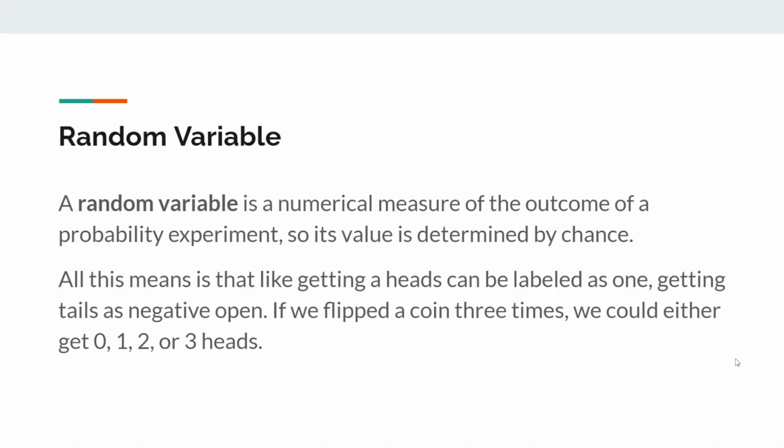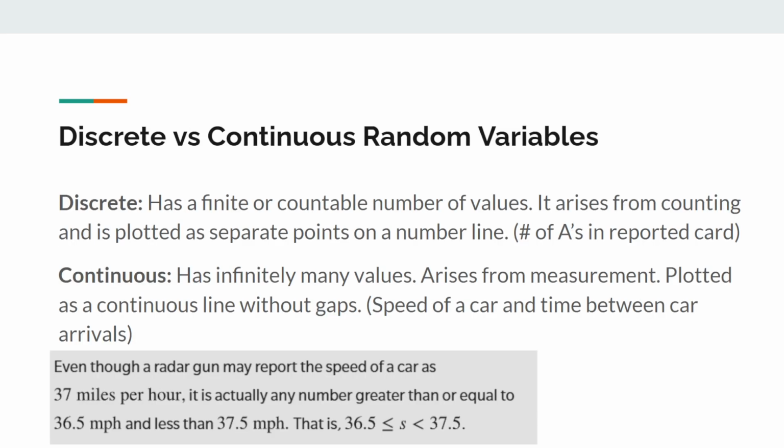So a random variable is a numerical measure of the outcome of a probability experiment, so its value is determined by chance. So if we flip a coin, ahead of time we don't know what the outcome will be, obviously. That's what we're trying to find. So let's say we flip a coin 6 times and we want to know how many heads we got. That would be the random variable, and that is how many times we get heads.